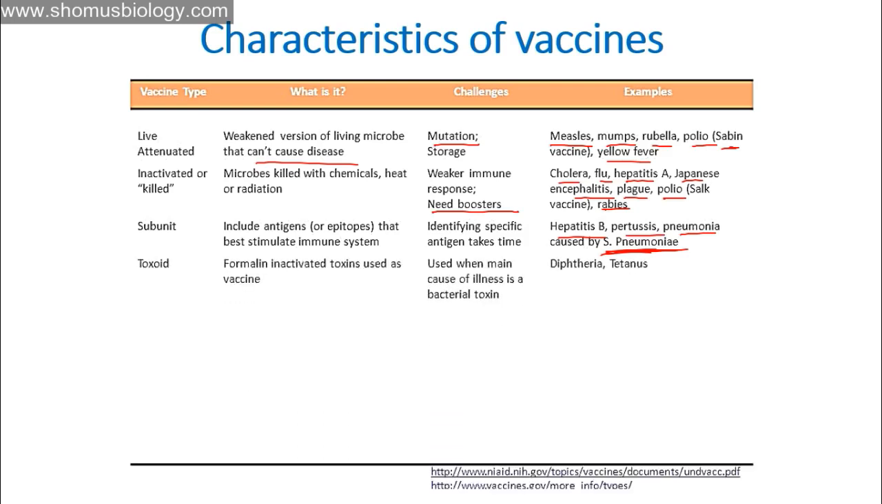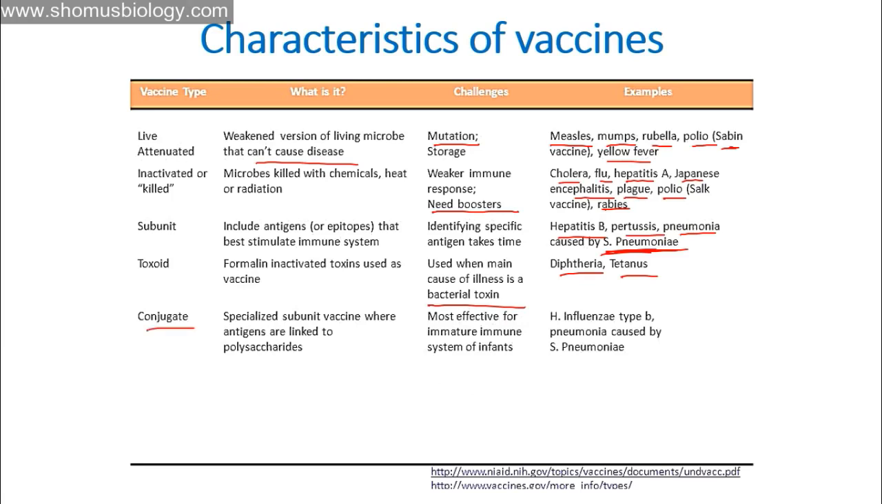And toxoid. Toxoids are formalin-inactivated toxins used as vaccines, used when the main cause of illness is a bacterial toxin. Examples like tetanus or botulism are generally caused only by the toxin's adverse effect. It's not caused by the bacterial presence itself. If the bacteria release toxin, only then does the disease happen. That's why we use toxoids only in those diseases, otherwise we cannot use them. That's why the examples are diphtheria and tetanus.